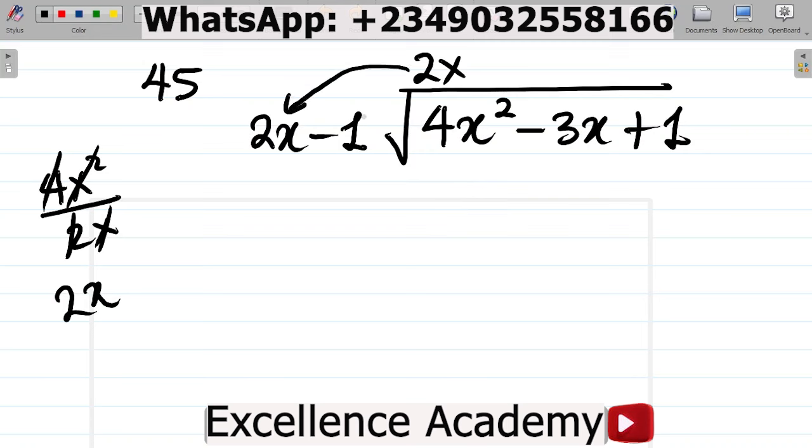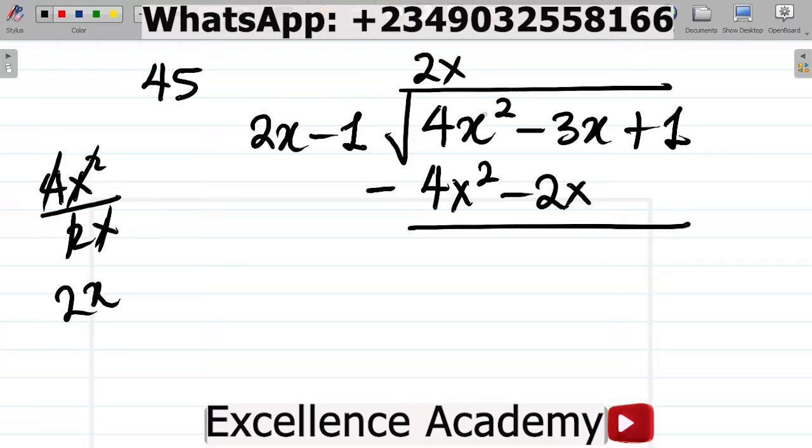2x multiplies 2x here. That gives about 4x squared. 2x times minus 1 gives you minus 2x. So this becomes minus 2x. Of course, subtract this. 4x squared minus 4x squared cancels out, gives you 0, so it's off. Next up, minus 3x minus 2x.